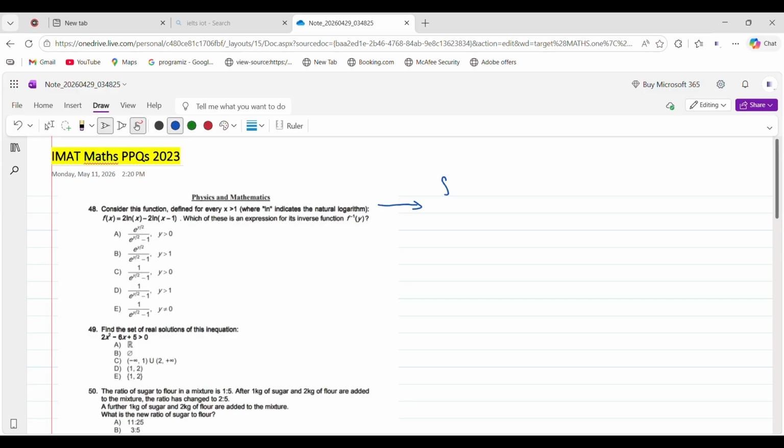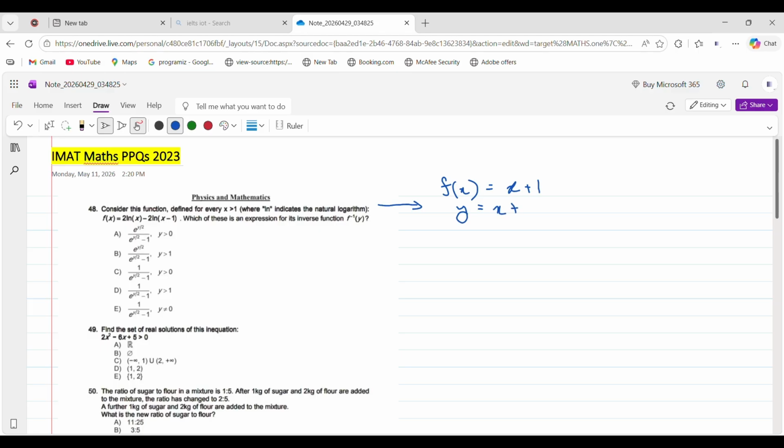Suppose I'm imagining one function that's given by x plus 1. I'm supposed to find the inverse of this function. So how am I going to do that? Let's substitute this f of x by y. So y equals x plus 1.